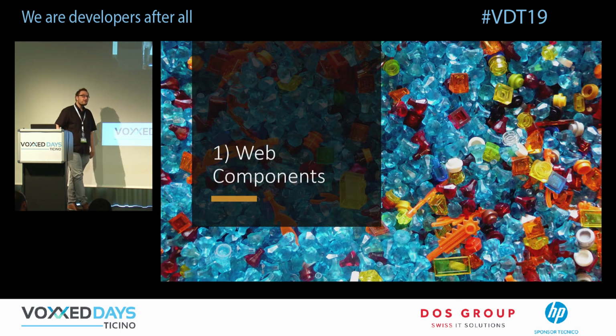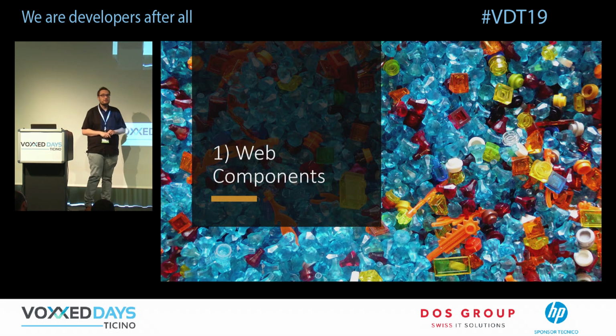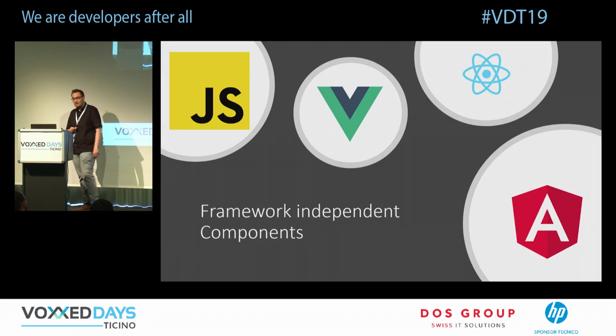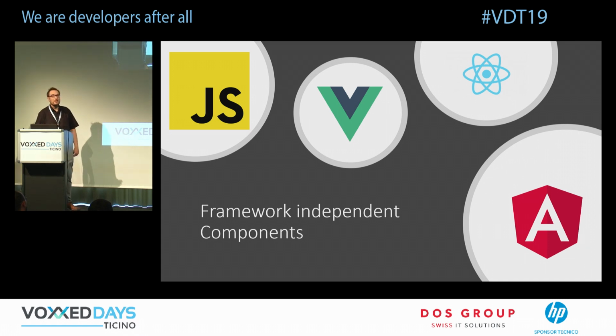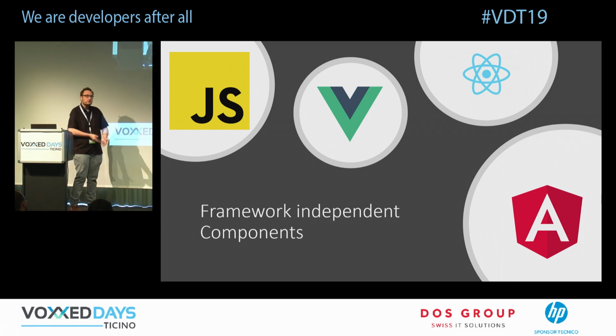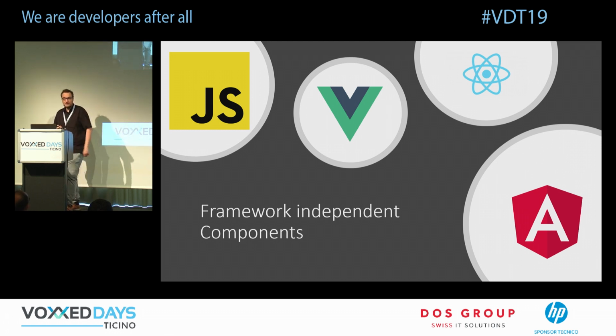But now let's get started with the first part of this presentation. Let's get started with web components. So to put it in a nutshell, a web component is nothing less than a framework-independent component. You can write it with one framework and use it with other frameworks. For instance, you could write it with Angular or Vanilla.js and use it with Vue, with React, and so on.